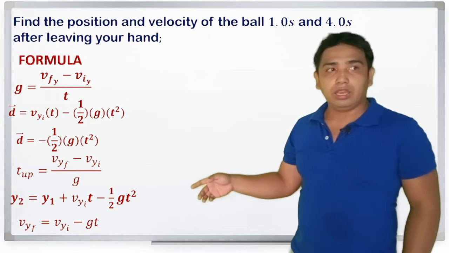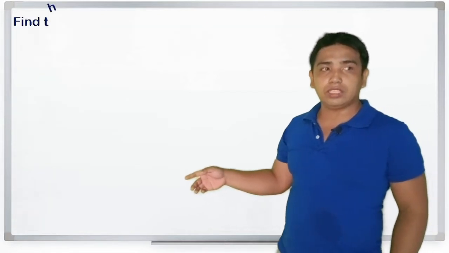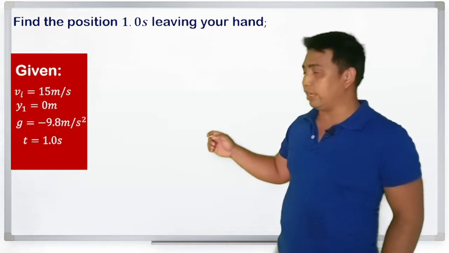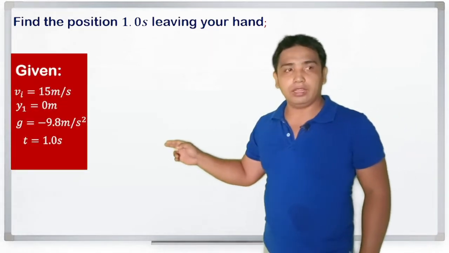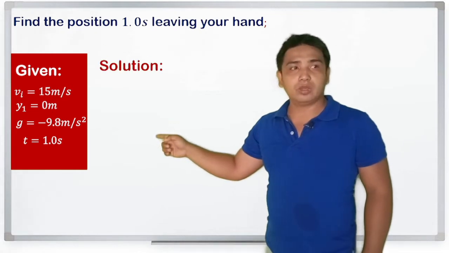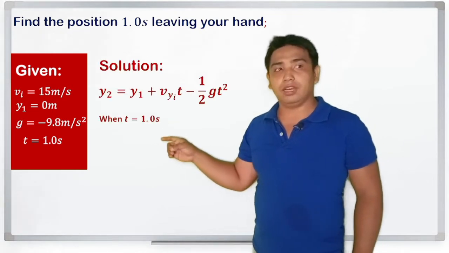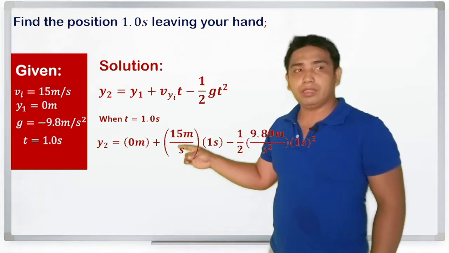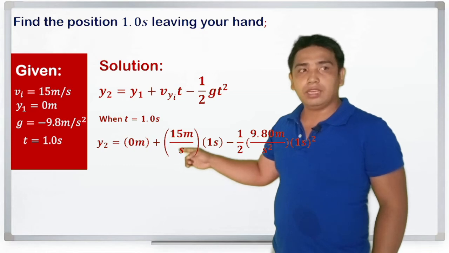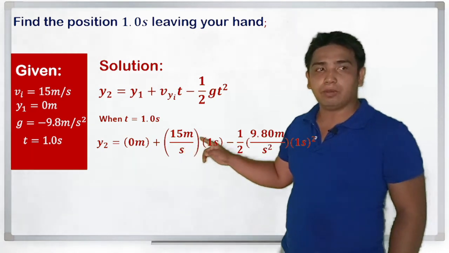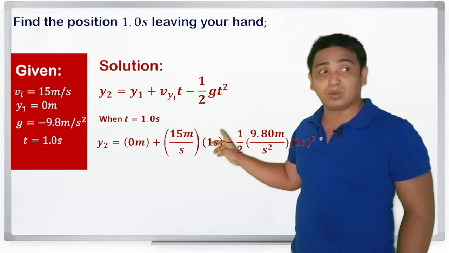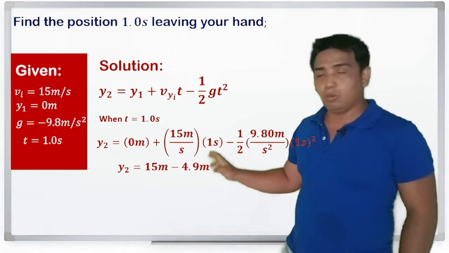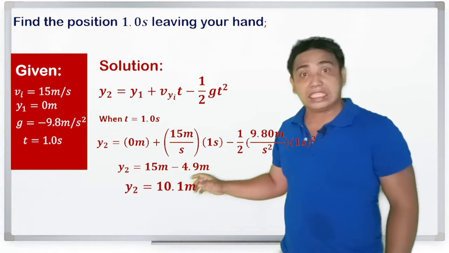So here, we know that the initial velocity is 15 meters per second. Alright, so we can actually substitute the values here. So we have 0 meters, which is the y sub 1, alright, plus 15 meters per second times 1 second, minus 1/2 times 9.8 meters per second squared times 1 second squared. That's gonna be 15 meters minus 4.9 meters. So y sub 2 is equivalent to 10.1 meters.